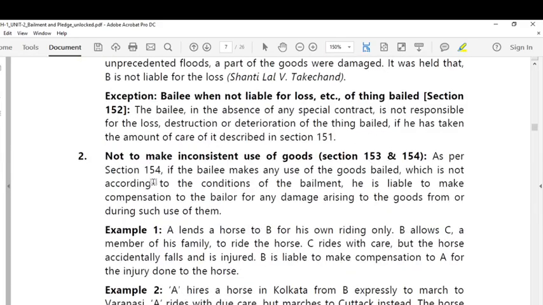And the second duty is not to make inconsistent use of goods. The goods under bailment should not be used inconsistently. As per section 154, if the bailee makes any use of goods bailed which is not according to the conditions of the bailment, he is liable to make compensation to the bailor for any damage arising to the goods from or during such use of them.